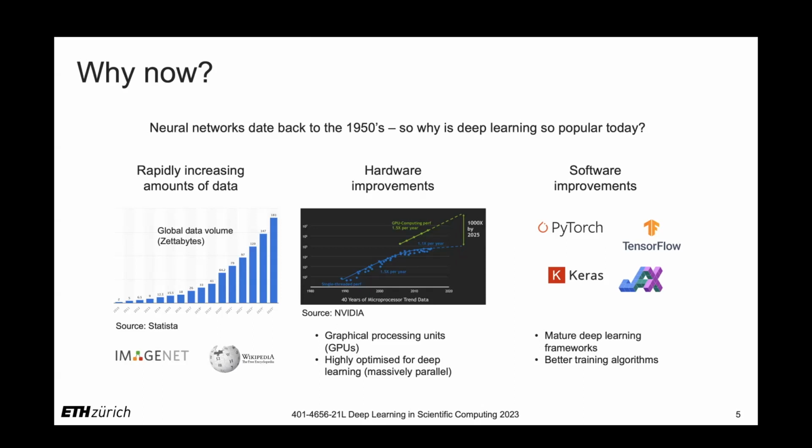And then the final big thing that's helped us is the development of a big ecosystem of machine learning libraries. So we're talking TensorFlow, PyTorch, Keras, you've probably heard of, JAX is another one, which we'll probably talk about at the end of the course. And these really make it easy to train neural networks in a couple of lines of code. And alongside that, not just in software, there have been other improvements in the training algorithms of neural networks that have helped us train deeper neural networks and make them more accurate as well.